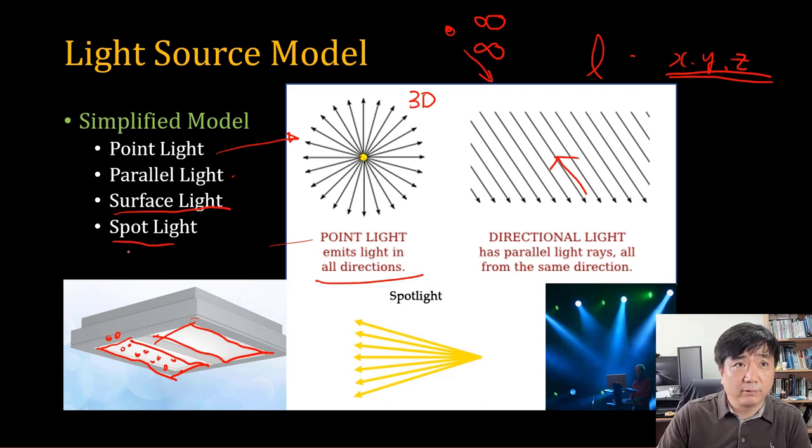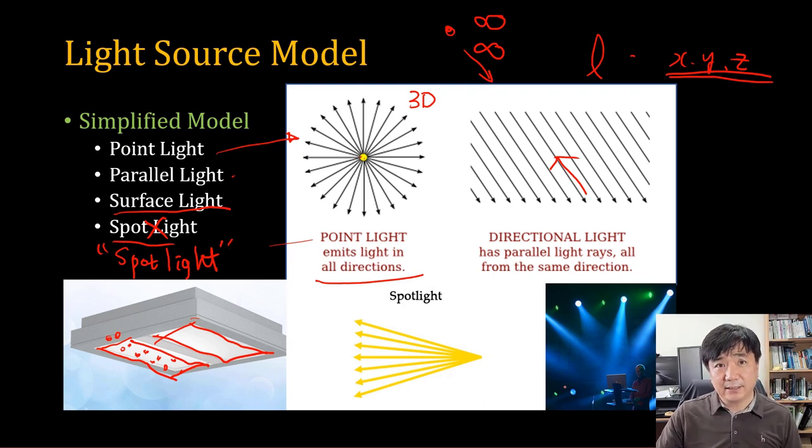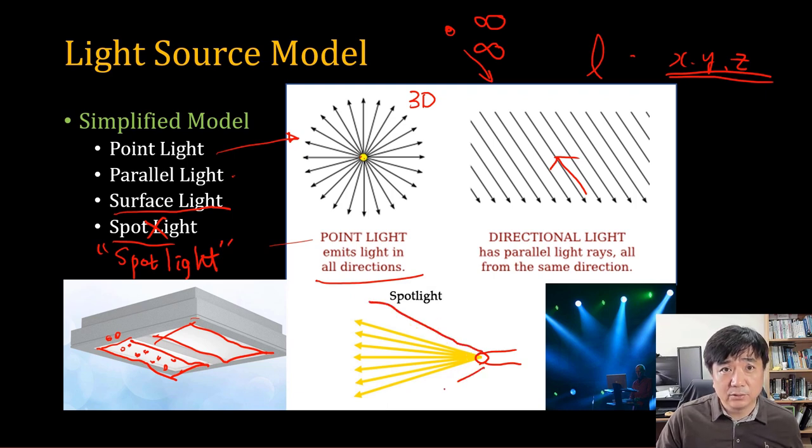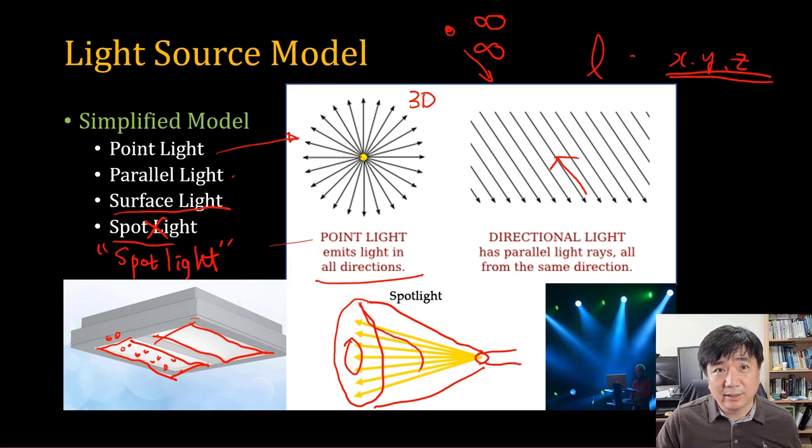And the final thing is spotlight. Spotlight is one word. Spotlight is used on stage. It shoots light in some direction, but it spreads. The center area is bright and the outside area goes down. If you draw the intensity of light, the boundary area is dark and the center area is very bright.